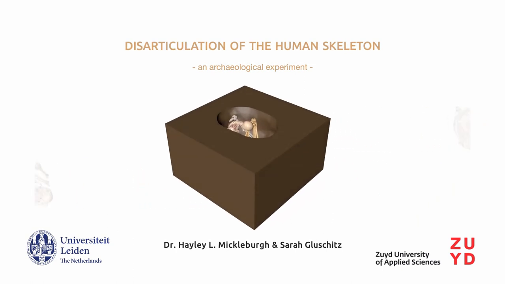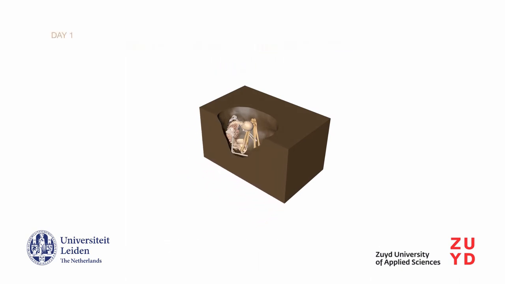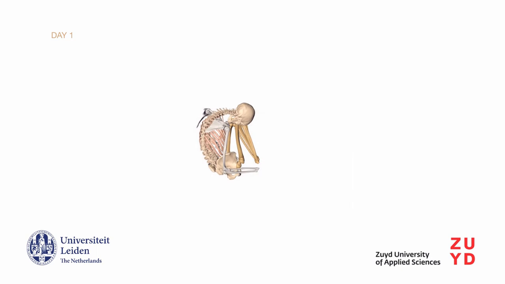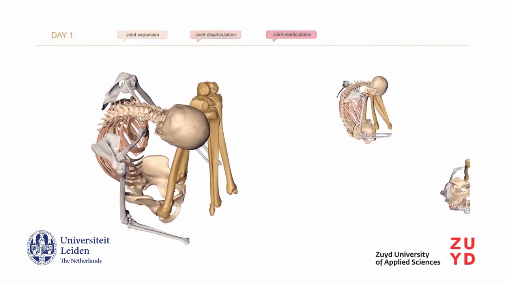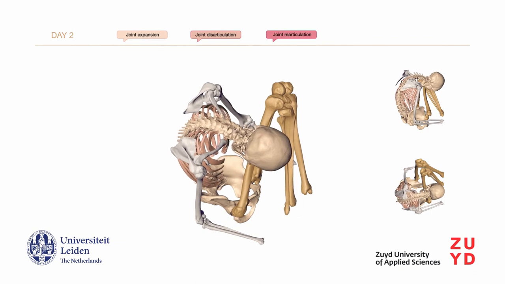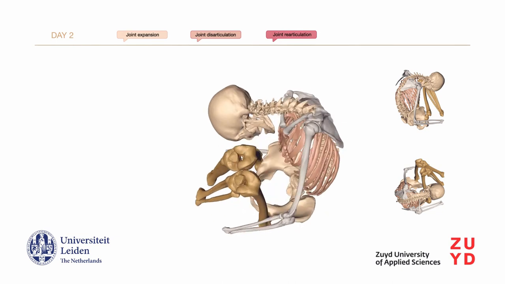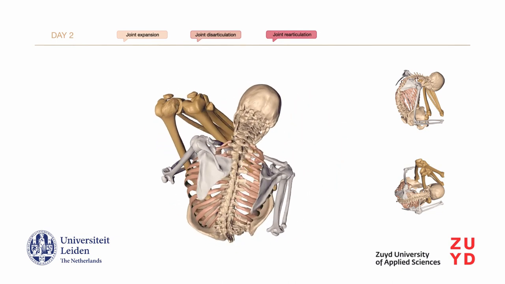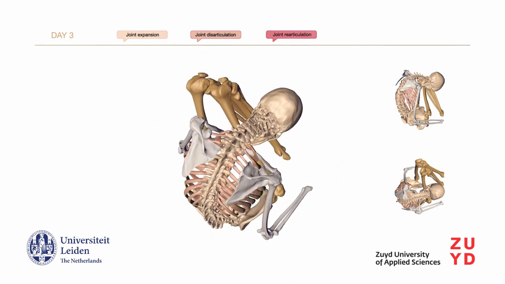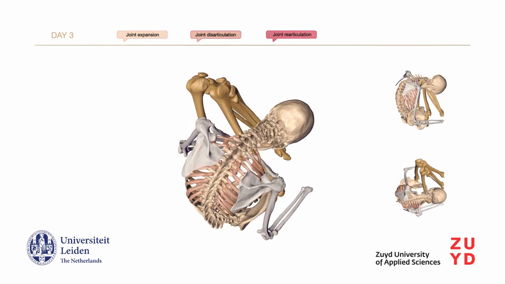You see here the result of work with Sara Gluschitz, my co-author. She did this as her master thesis, and we used the photogrammetrical models to animate, in this case, just the first 2 weeks of the experiment. It's an ongoing project. This lasted 7.5 months, and we aim to animate the rest and give her her hands and feet, because we don't have them in this model yet.